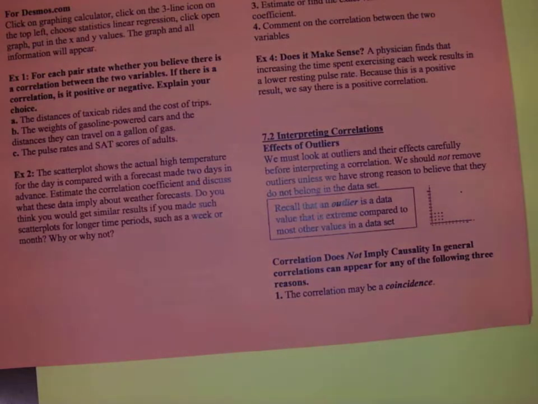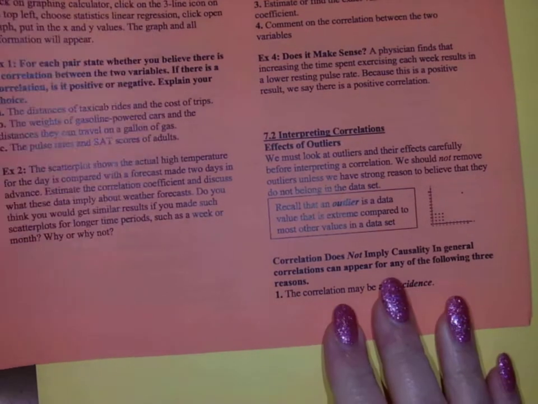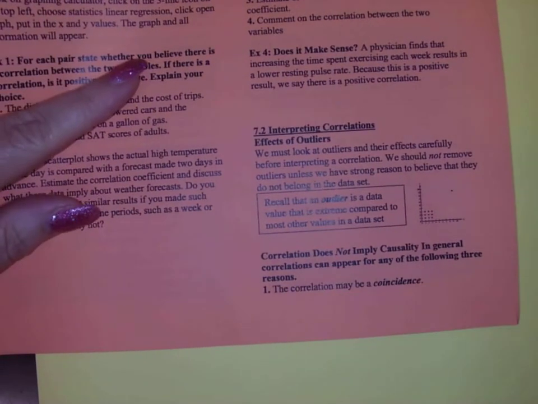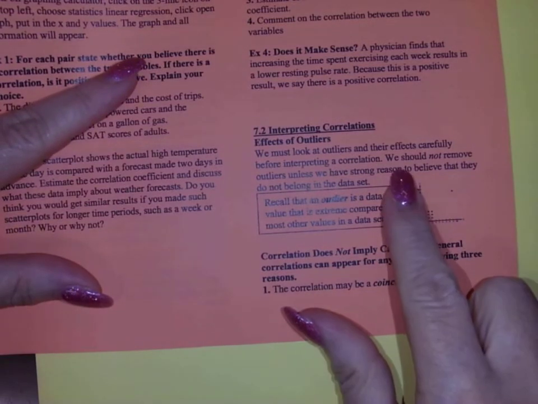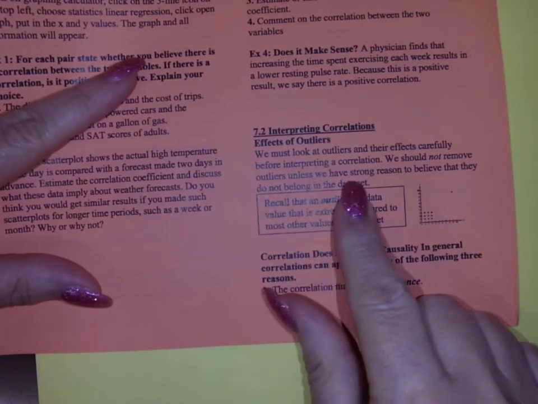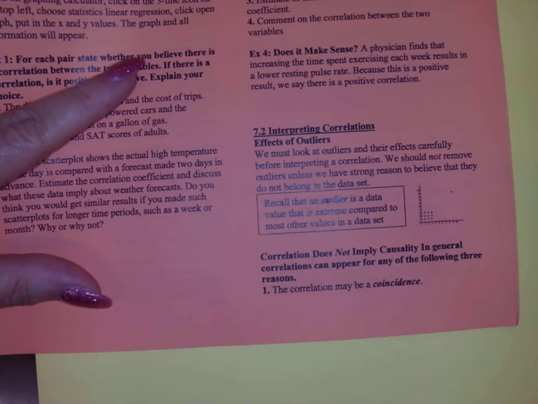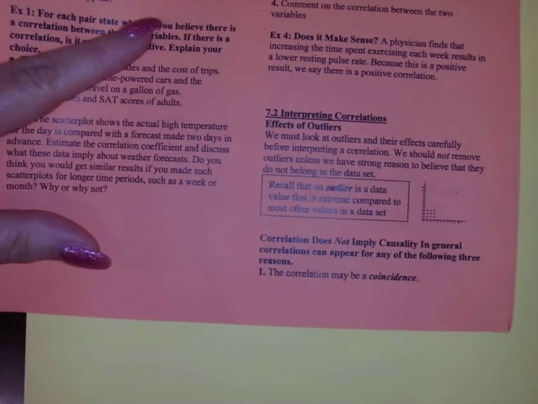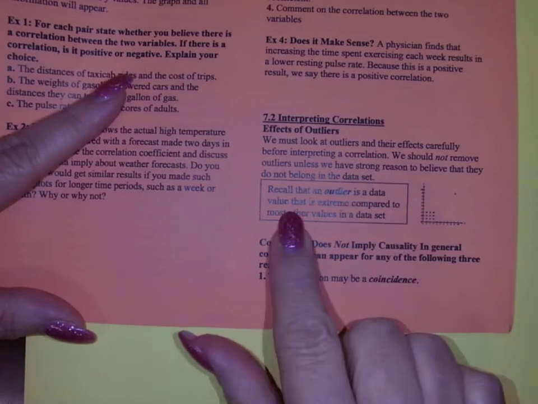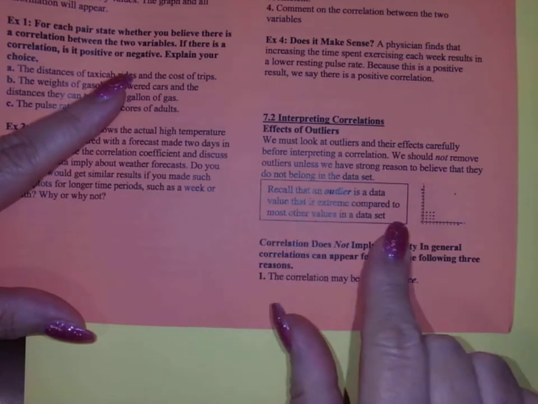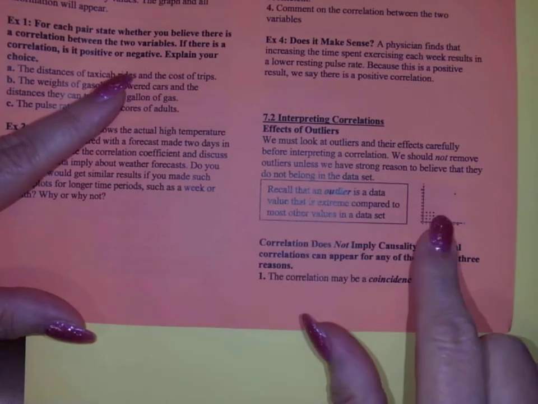All right, so in this video we're going to talk about interpreting correlations and the effect of outliers. We have to look at outliers and their effects carefully before interpreting a correlation. We should not remove outliers unless we have a strong reason to believe that they do not belong in the data set. Recall that an outlier is a data value that is extreme compared to most other values in the data set.